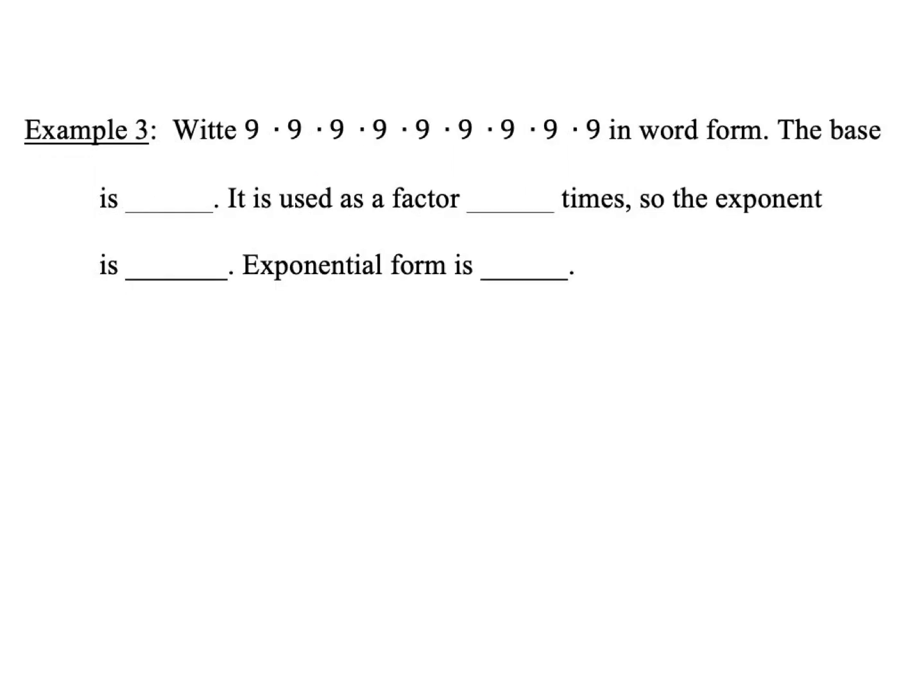Then we have this one. We have 9 times 9 times 9 times 9 times 9 times 9 times 9 times 9 times 9. So the base is 9. If we count 1, 2, 3, 4, 5, 6, 7, 8, 9, it's a factor 9 times. The exponent is 9. So we have 9 to the 9th power.